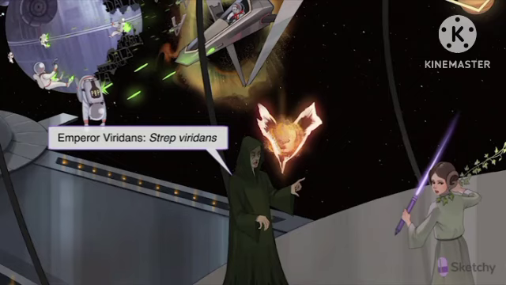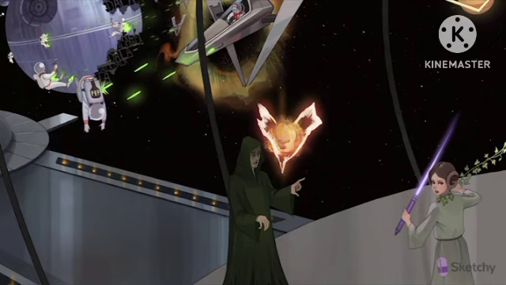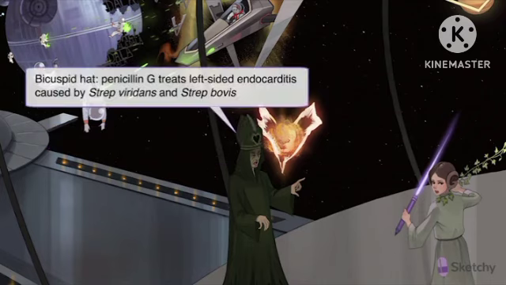His dark green robe is there to remind you of Strep viridans, and his bicuspid shaped hat represents the left-sided endocarditis caused by Strep viridans and Strep bovis, both of which can be treated with penicillin G.